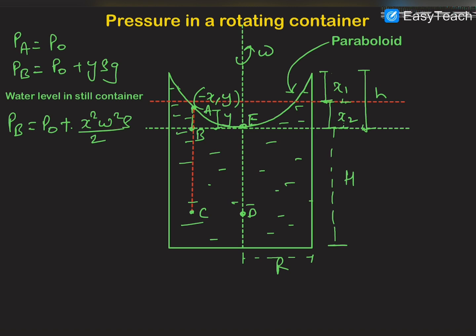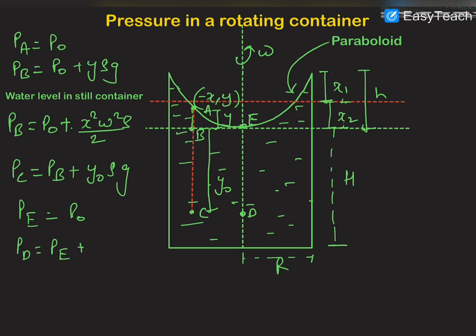And again at C we can write it as PB plus, if this height is, let's suppose, small h, or let's suppose this height is y naught, so it would be y naught rho g. Now the pressure at E is obviously P naught, because atmospheric pressure will be there at this position, and pressure at D will be equal to PE plus y naught rho g.